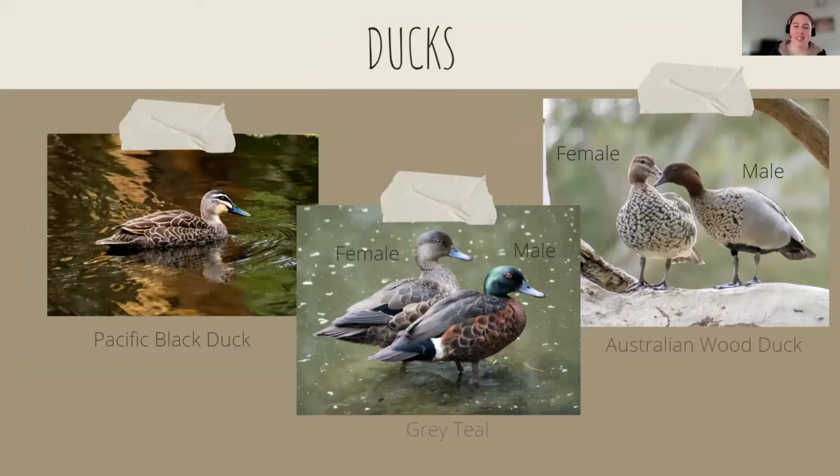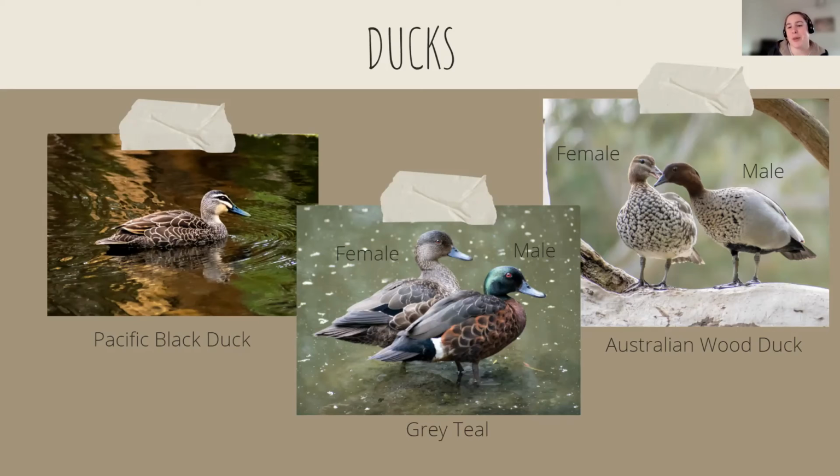Okay, moving on to ducks. We have 3 common types of ducks that you see around urban areas and that you might find in your school. We have the Pacific black duck, which you can notice by its lovely black eyeliner, very beautiful. And I think a lot of people are familiar with this duck, they're very common. We then have the grey teal, which the males have that beautiful green head and the brown chest and the lighter brown feathers on top. And the females are really drab, just plain brown.